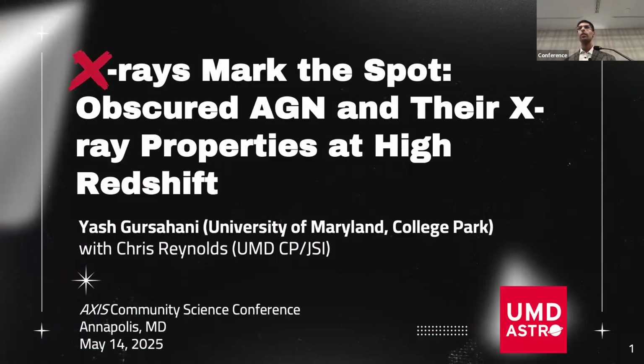Okay. All right. Hi, everyone. I'm Yash Gursahani. I'm a second-year grad student at the University of Maryland, College Park. I've been doing some work with Chris for the last year and a half or so now, and I'm excited to tell you all a little bit about it today. We've been studying obscured AGN and their X-ray properties at high redshift. When I say high redshift, I mean redshift 8 and above, redshift 10, something like that.